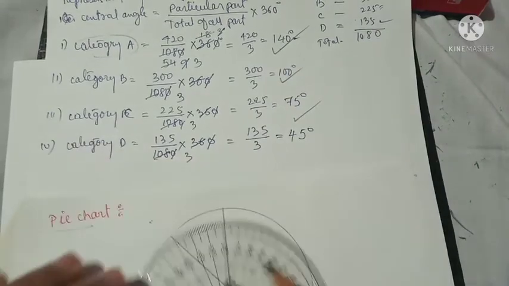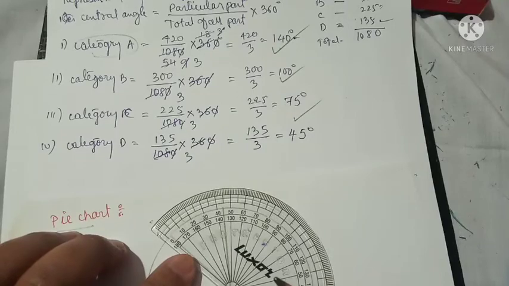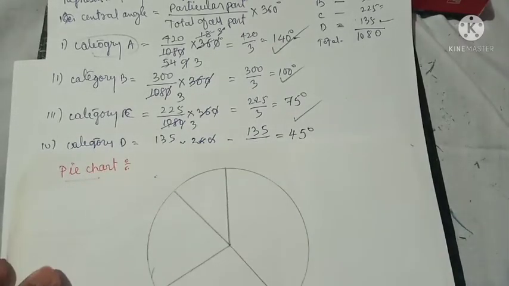The last part is a 45 degree. Let's see whether it is 45 or not. Yes, this is a 45 degree. So this is how we are going to draw the pie chart.